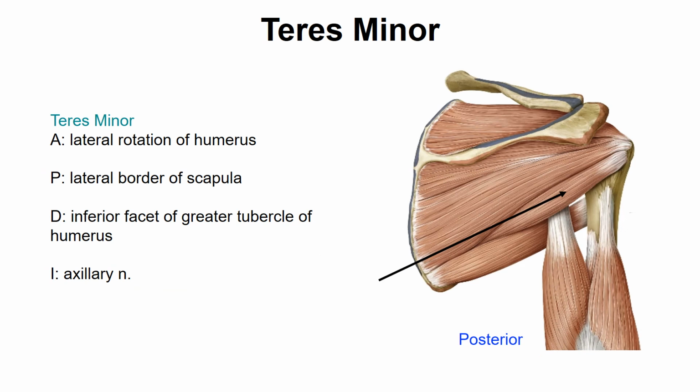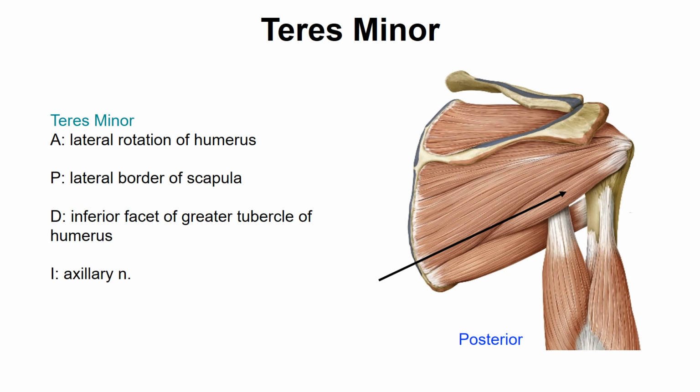Okay, our last rotator cuff muscle is going to be teres minor, because remember, teres major is not a rotator cuff muscle. Teres minor is going to go from the lateral border of the scapula and attach to the inferior facet of the greater tubercle of the humerus. So superior facet of the greater tuberosity is going to be supraspinatus, middle facet is going to be infraspinatus, and inferior facet is going to be the teres minor. It's going to mimic the infraspinatus muscle's actions because it's in the same area and attaching to the same spots, and it's going to be dealing with lateral rotation of the humerus.